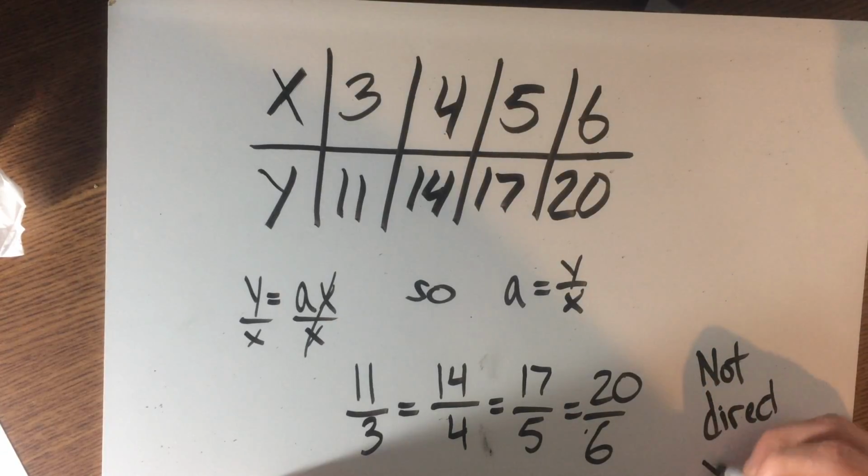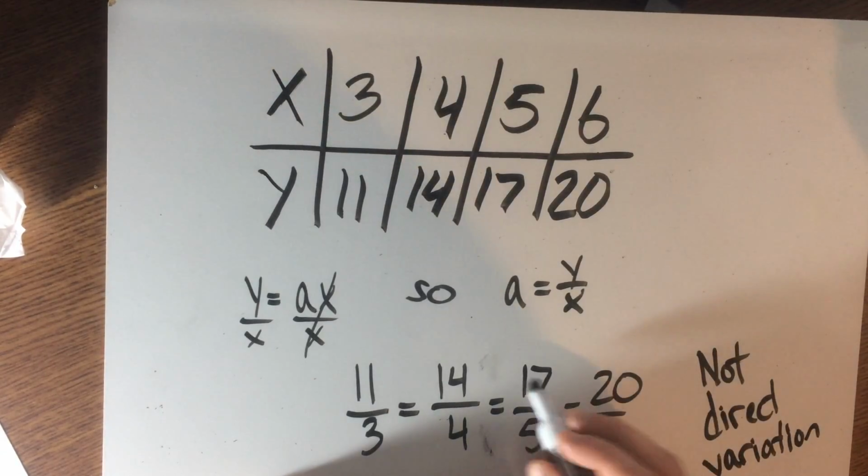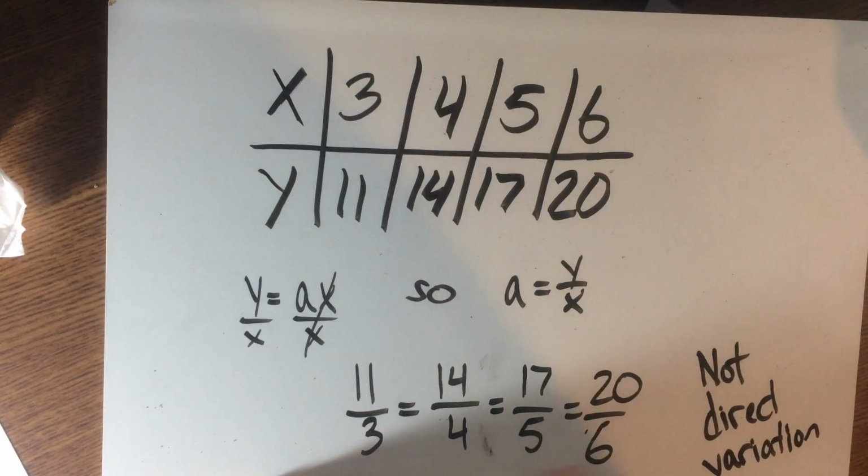You can go ahead now and take a look at number 2 on the same page. I want you to try exactly what we just did of putting our y over our x. Just find the constant of variation, and see if they are all equivalent.